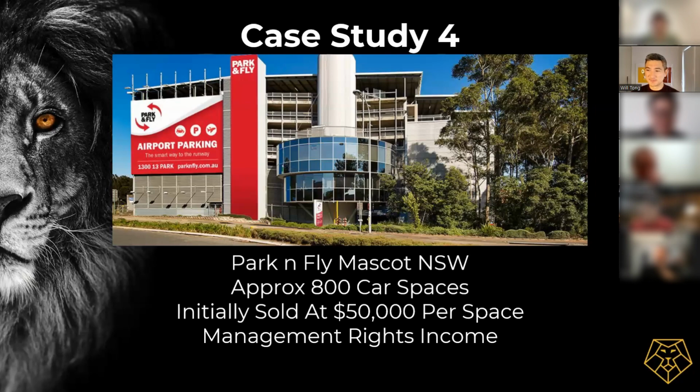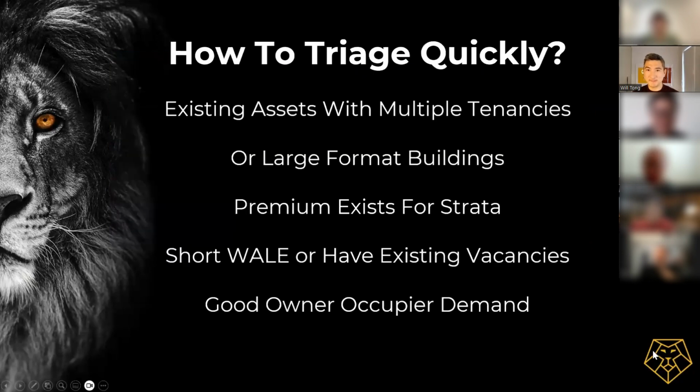All right, cool. Moving on. So, how to triage properly. I always talk about triage because we want to flick through 1,000 deals to find one. Going back to the things that we're looking for: number one, existing assets that already have multiple tenancies, or large format buildings that are 2,000 square meters or more.